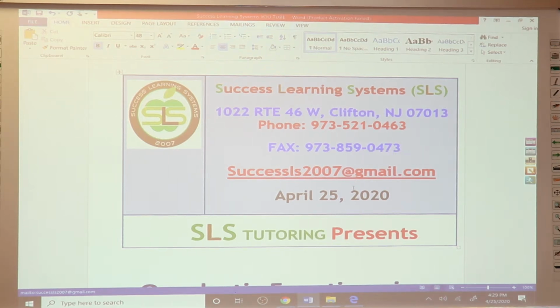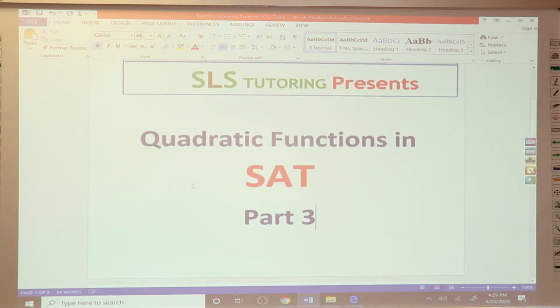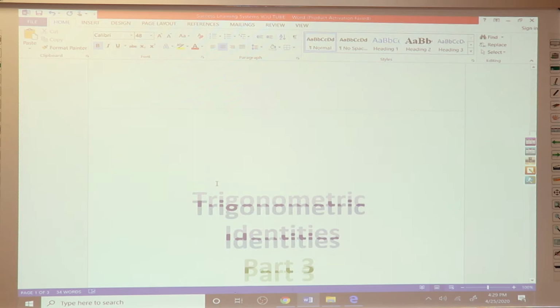Today is the 25th, April 25th, and today we'll keep going with the quadratic equation and SAT. We have the problem, the forms of the quadratic equation, and this is part 3.